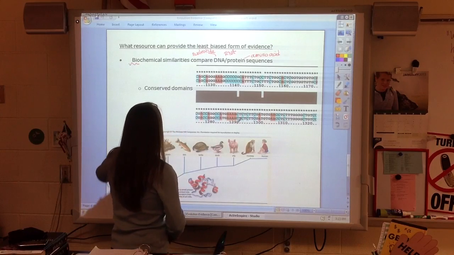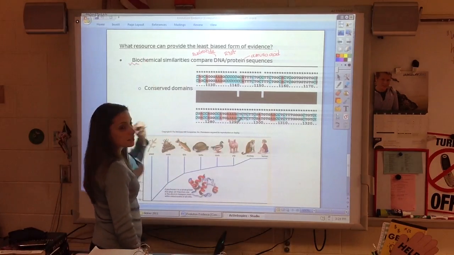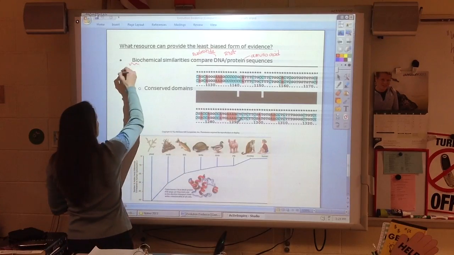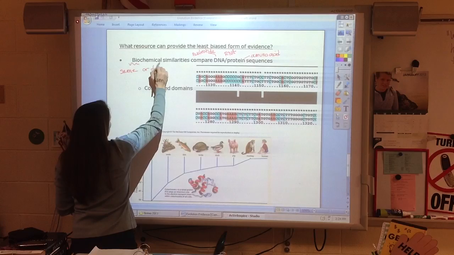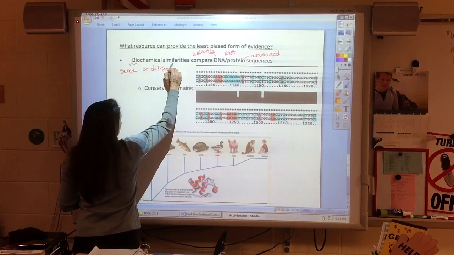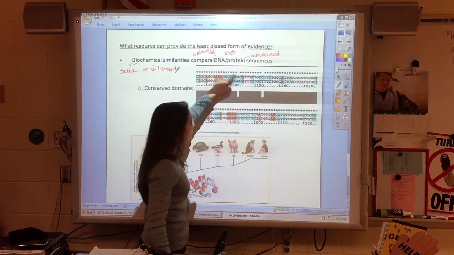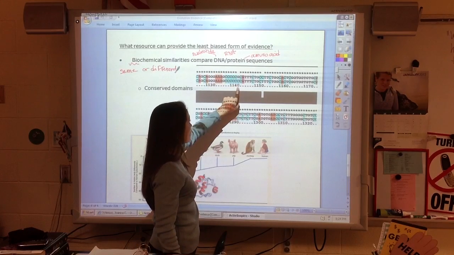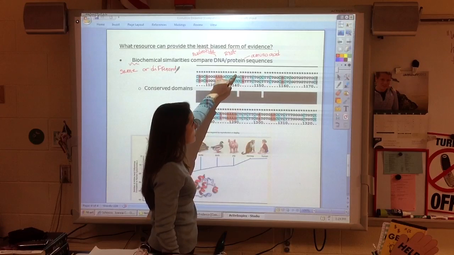When we look at these similarities, one of the reasons that this is less biased is that it is either the same or it is different. So when we look at this example, we see similarities, and then sometimes we'll see differences. So right here at 1140, we see a difference. The top organism has a G.